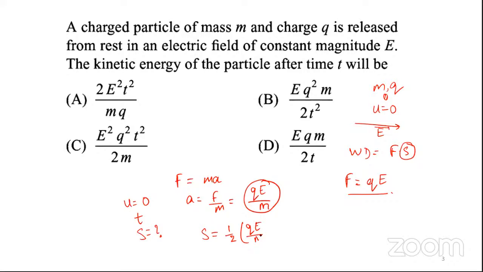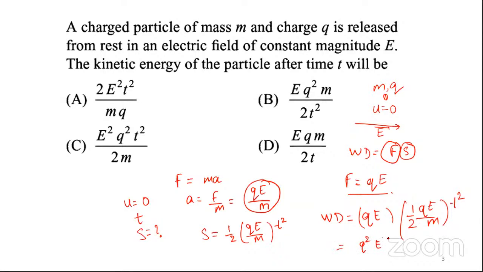a t square. So now we have the force, we have the displacement, so work done will be equal to qE into half qE by m t square. That is q square E square t square upon 2m. That is the C option. And did by the kinetic energy equation.